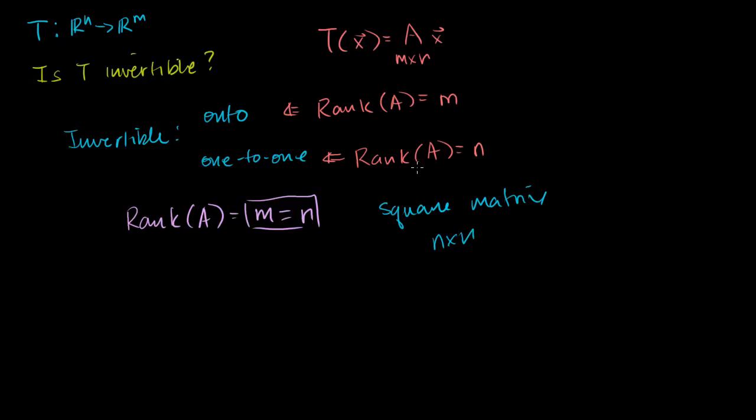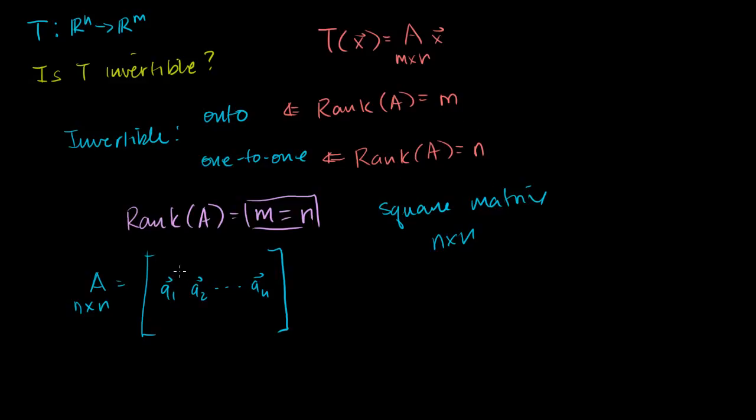Even more, you're dealing with a square matrix where every one of the columns is linearly independent. So this is our A. A looks like this: A1, A2, all the way to An. Since the rank of A is equal to n, and this is an n by n matrix, its rank has to be equal to m, which is the number of rows, and its rank has to be equal to n, which is the number of columns. So the rows and columns have to be the same.